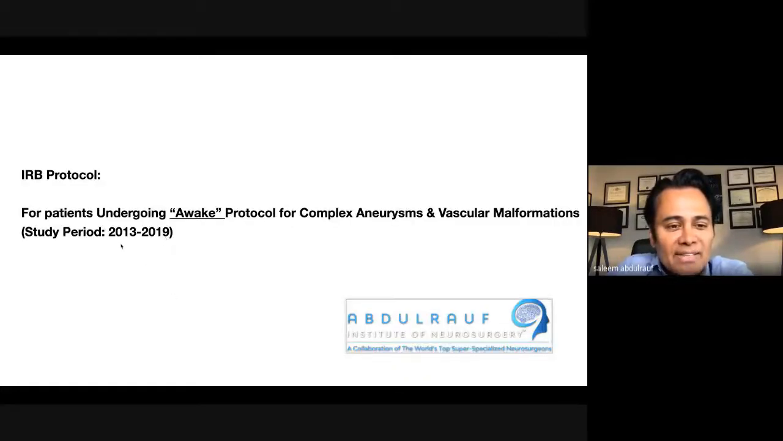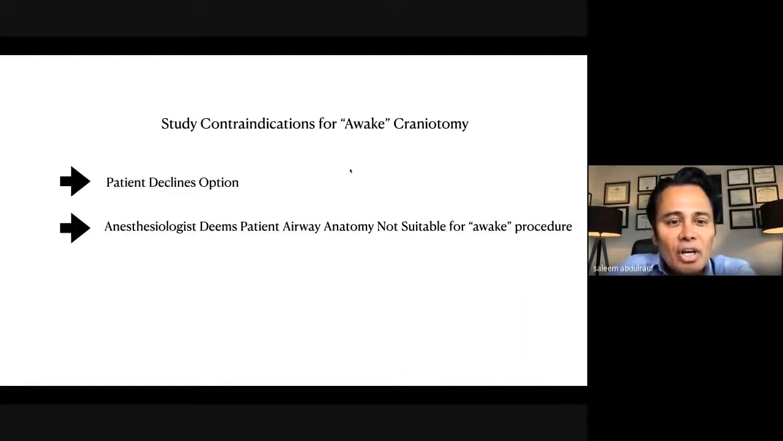So this is my data from 2013 to 2019. This was done for complex aneurysms and vascular malformations, okay? It was under a very defined definition: large aneurysms, aneurysms needing bypass, and AVMs grade 3 and above, okay? Contraindications: patient declines the option, or the anesthesiologist deems the airway anatomy not suitable for awake procedure. And of course, any cognitive issues in the patient is an automatic contraindication, okay?